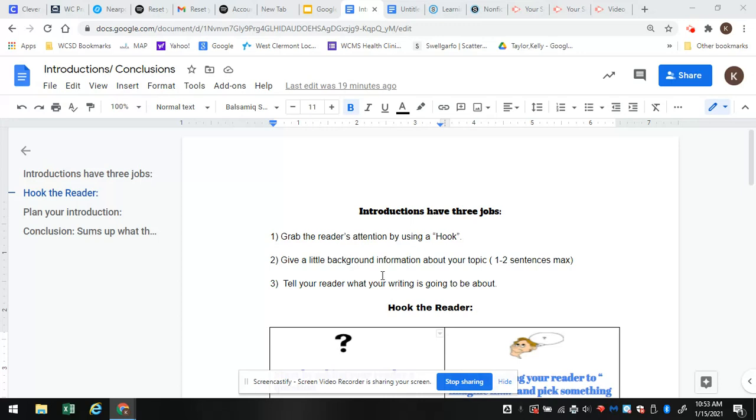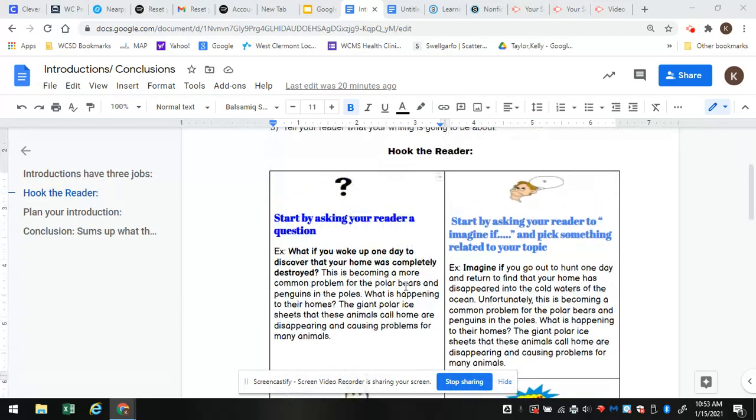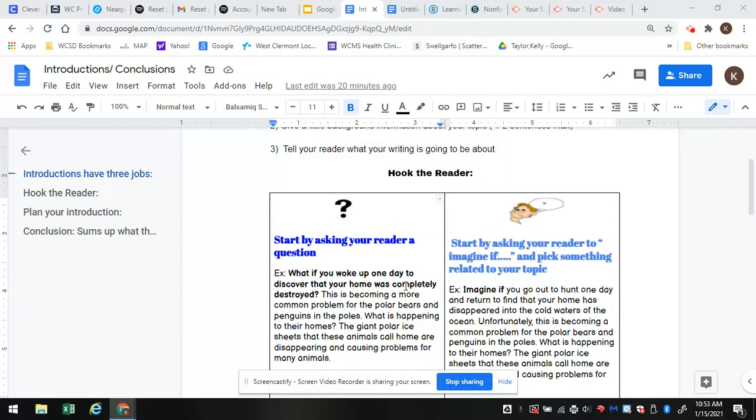I'm going to share with you just a couple that I know of that I think are really easy and straightforward to use and would work well with the kind of writing that we're doing right now. So the first one, this is kind of my go-to when I'm not sure what to do, is to start by asking your reader a question. Think about the topic that you're writing about. What's a question that you could ask your reader that would draw them in?